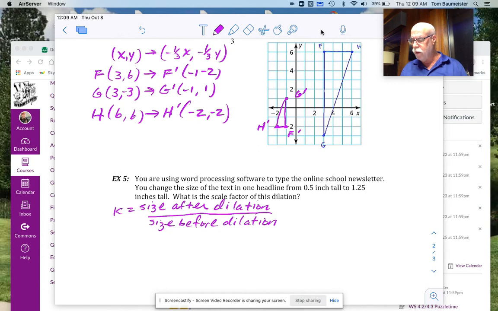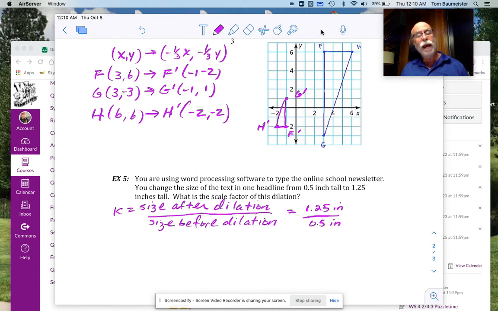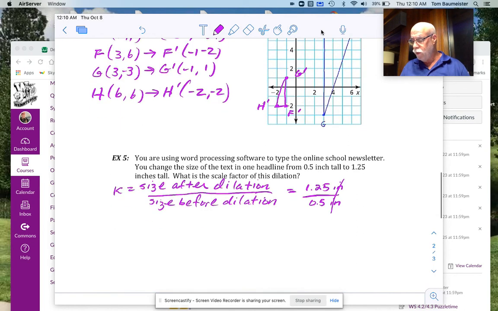Now also think to yourself, ladies and gentlemen, you made it bigger, all right? So you should have a k that is greater than 1. So on this one here, we have 1.25 inches over 0.5 inches. All right. So when I have a scale factor, ladies and gentlemen, what you should notice, your dimensions are going to go away.